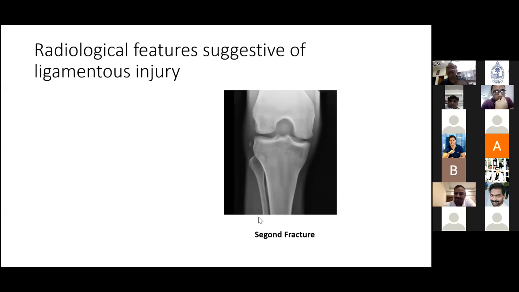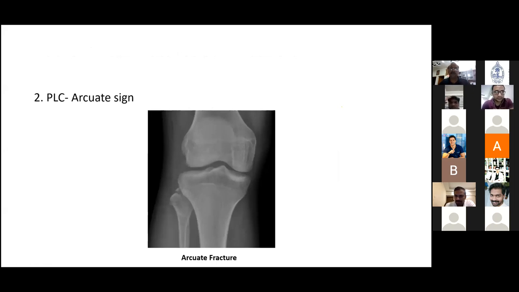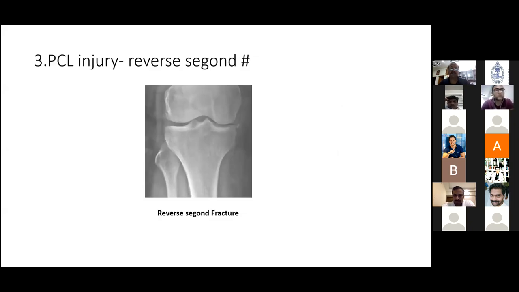Radiological features suggestive of a ligamentous injury. What does a Segond fracture suggest? A chronic ACL injury, or a tibial spine avulsion. If you have an arcuate fracture, that means the PLC is gone. So you can ask this.